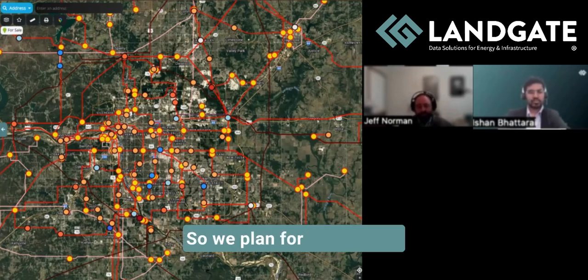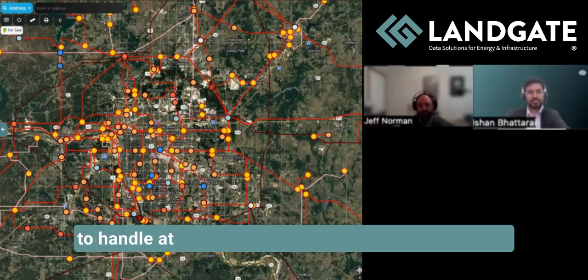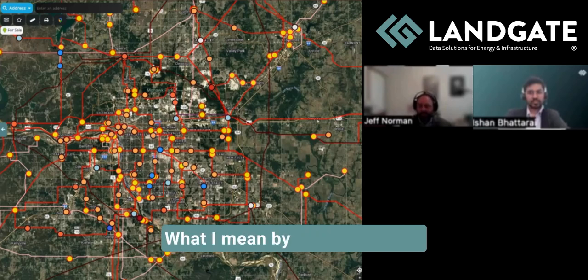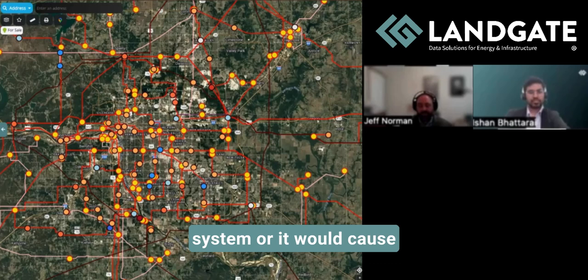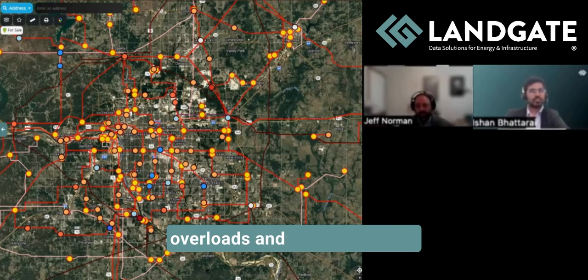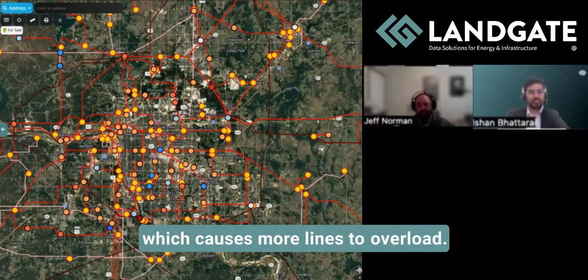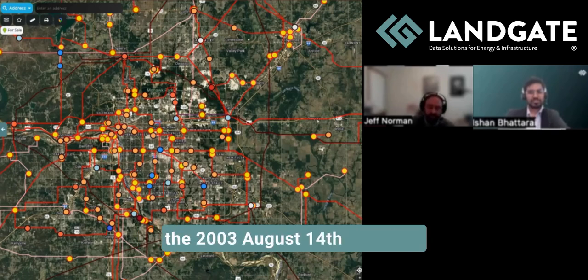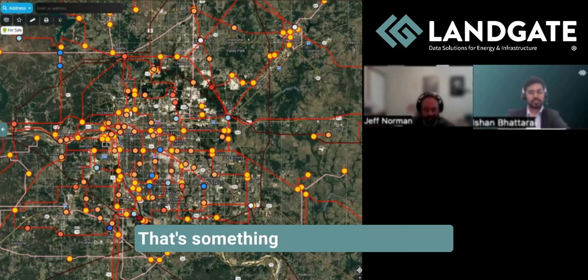So we plan for that, so that we have a system robust enough to handle at least N minus one without causing any real constraints on the system. What I mean by real constraints is where we'd actually have to shed load or island the system, or it would cause cascading events, where because this line opens, another line overloads, and then that opens, which causes more lines to overload, and it's like dominoes, right? An example of that would be the August 14th, 2003 blackout, which was a cascading event. That's something we all want to avoid.